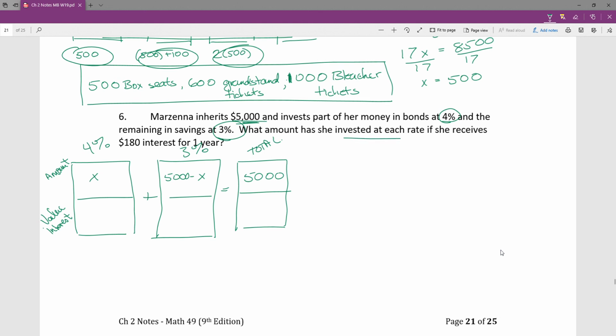How much is she invested if at the end of the year she gets $180? So that is the value of interest after that first year. So we need to write this percent as a decimal. So that's 0.04 as a decimal, and this is 0.03 as a decimal. It's kind of like turning the cents into dollars, but this is rates into decimal values. So 0.04 times X and 0.03 times 5,000 minus X.